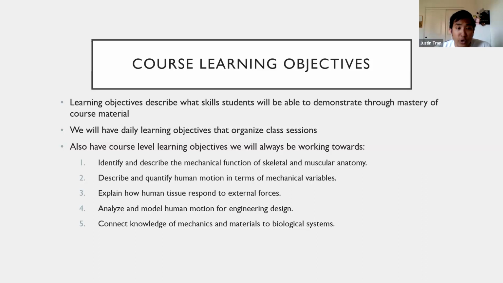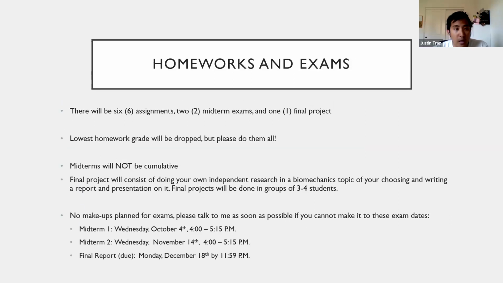Number 2, to describe and quantify human motion in terms of mechanical variables. Number 3, to explain how human tissue responds to external forces. Number 4, analyze and model human motion for engineering design. And number 5, connect knowledge of mechanics and materials to biological systems. Okay. When I went about designing this course, these are the 5 main objectives that I kept in mind as I designed all the course content, in terms of the lectures and the homeworks and things like that. So you can almost think of these as the guiding light for this course. Okay.